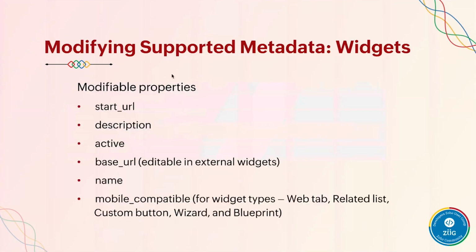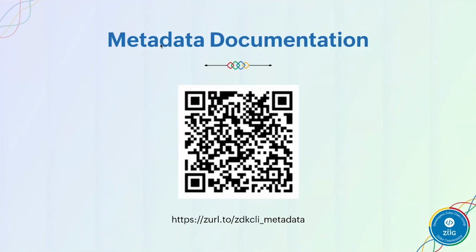The modifiable properties of widgets are start URL, description, active, base URL, which is editable for external widgets, name, and mobile compatible for specific widget types. All these details are listed in the metadata documentation, which is available in this path.